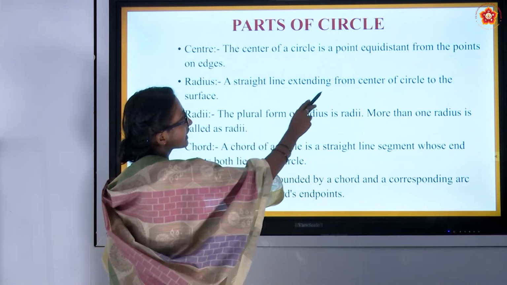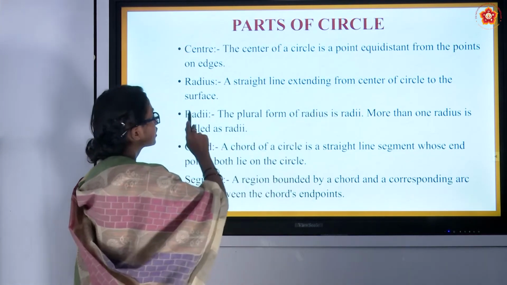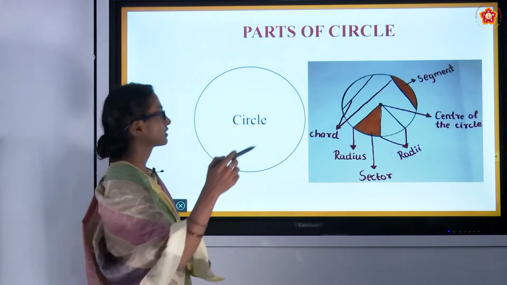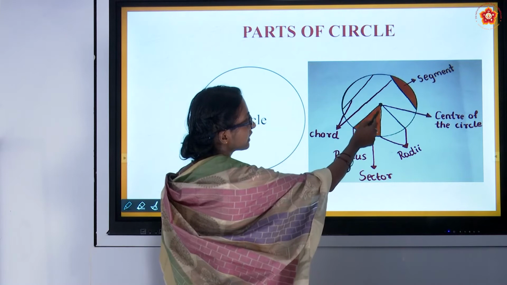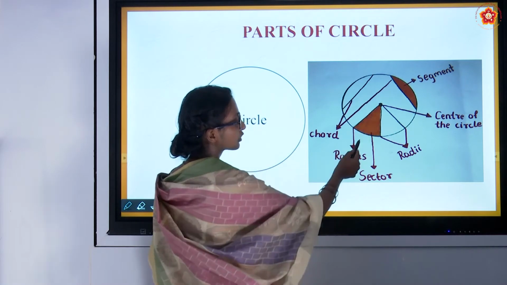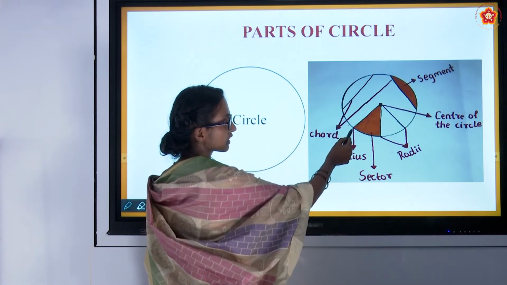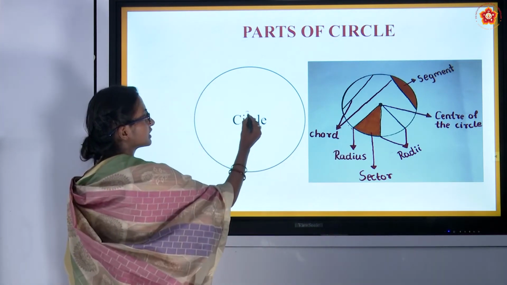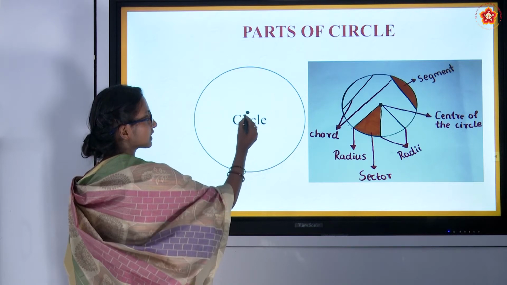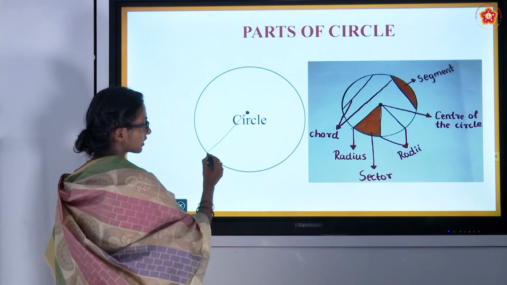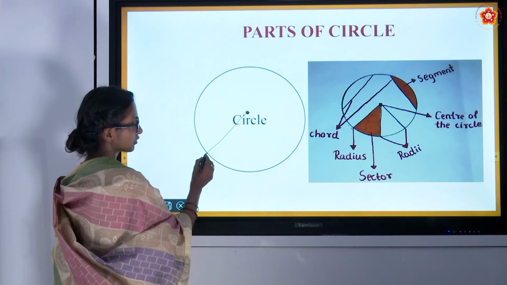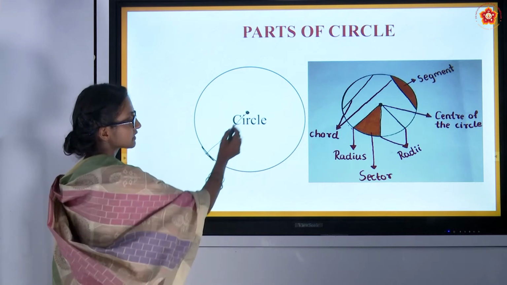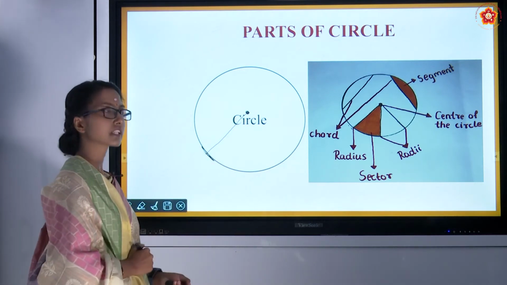A straight line extending from the center of the circle to the surface. See, a straight line extending from the center of the circle to the edge of this circle. This is said to be radius. If this is the center of the circle, if I draw a straight line from the center of the circle to the edge of the circle, then this line is said to be the radius of the circle.